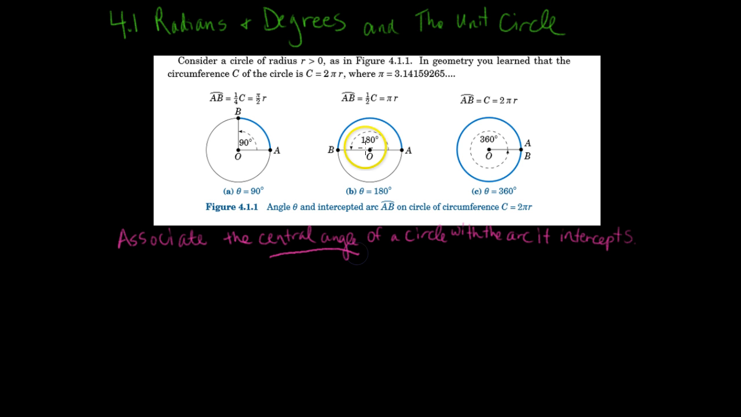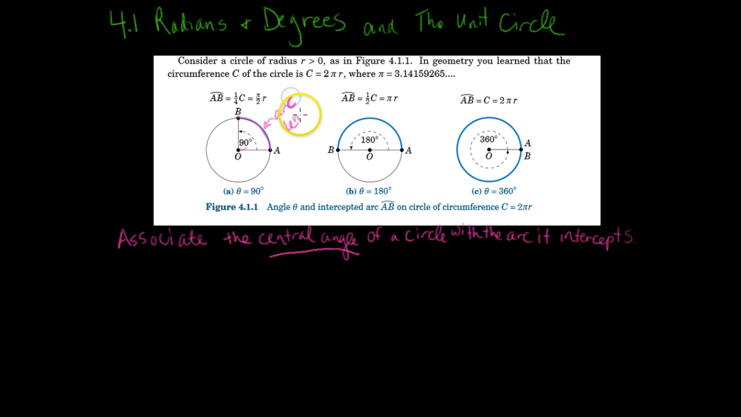And the central angle is just from the center out to a point. So here's a central angle. The central angle here is 90 degrees, okay? And we're associating that central angle of a circle with the arc it intercepts. So here is the arc right here. The arc is the length of that. So when you hear arc, you can think length.